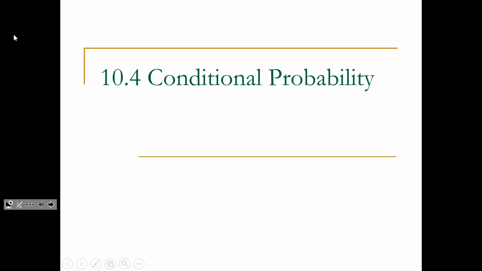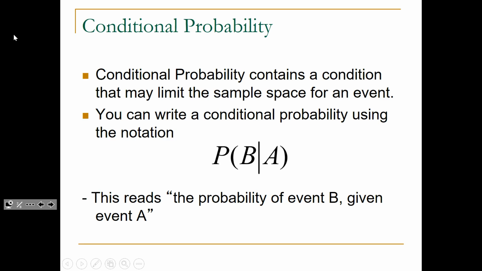Okay, so 10.4 is all about conditional probability. At the top of your page, conditional probability contains a condition that may limit the sample space for an event. You can write a conditional probability using this notation. The way you read this, remember we said the P stands for probability and the parentheses stand for "of." So this is the probability of event B once you have already been given event A.